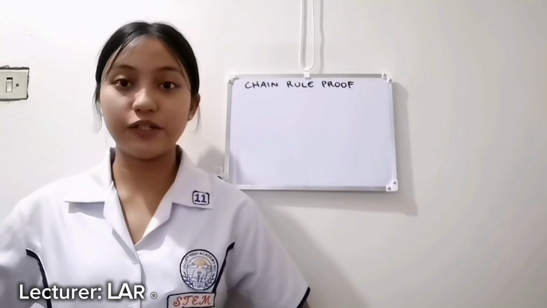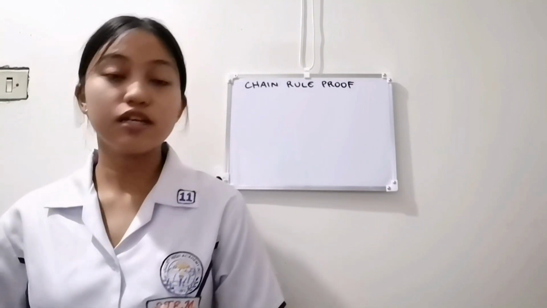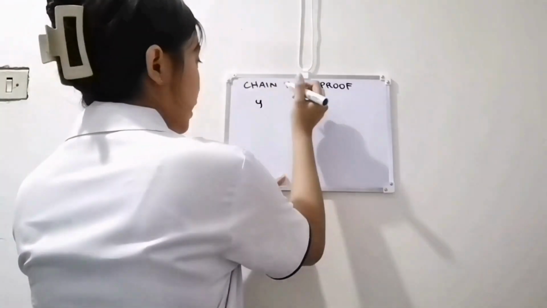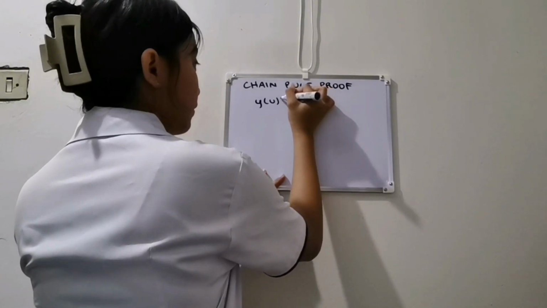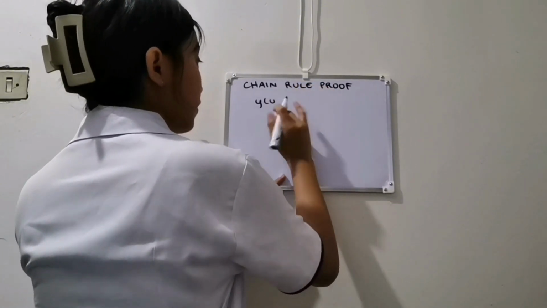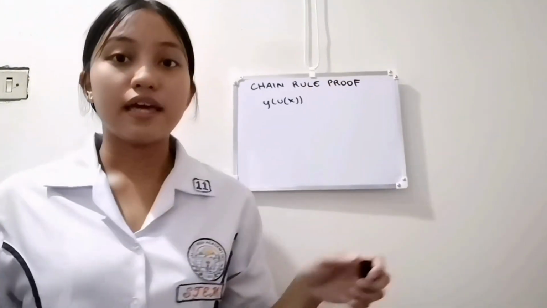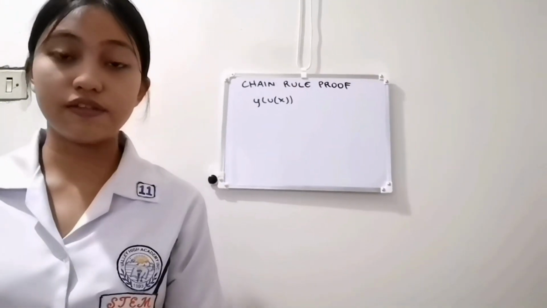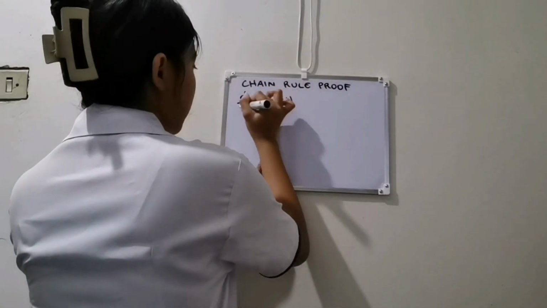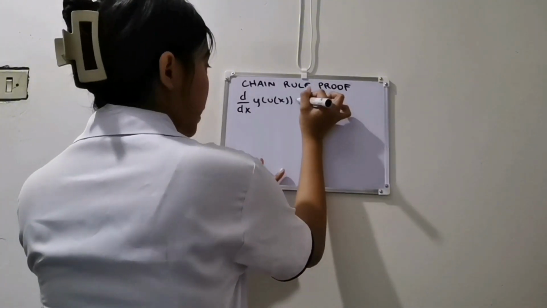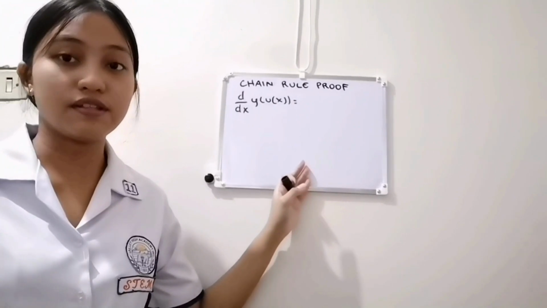In introducing the chain rule, let us discuss first what the chain rule proof wants to tell us. So, y is a function of u, which is a function of x. And we want to figure out the derivative of this. So we're going to differentiate this with respect to x.